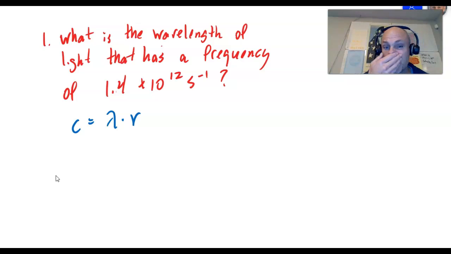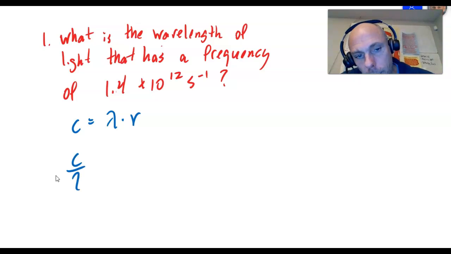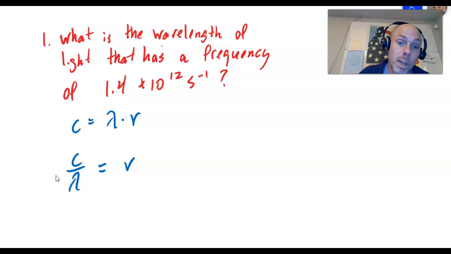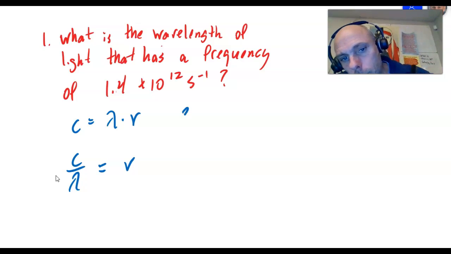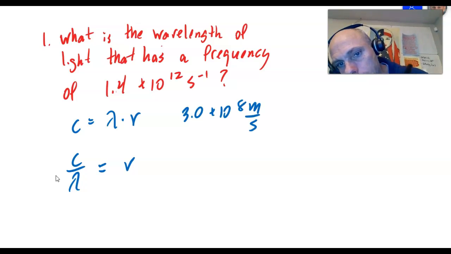We're looking for frequency here, so we could isolate the frequency by itself and say that the speed of light over lambda is equal to the frequency. The speed of light is a constant. It's 3.0 times 10 to the 8 meters per second.